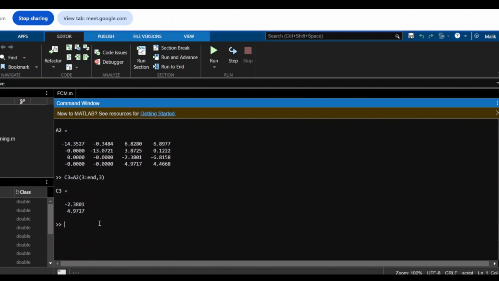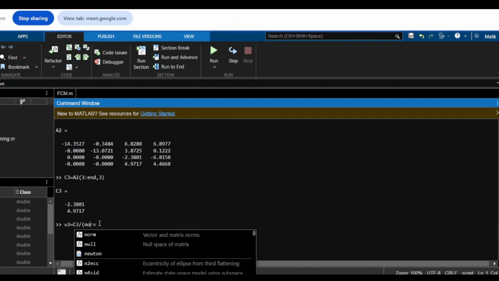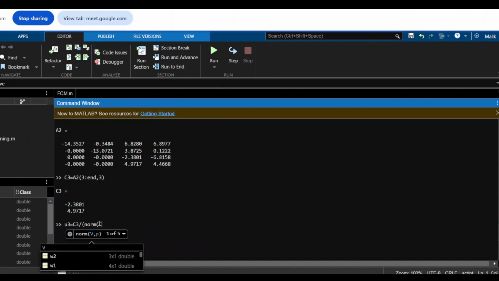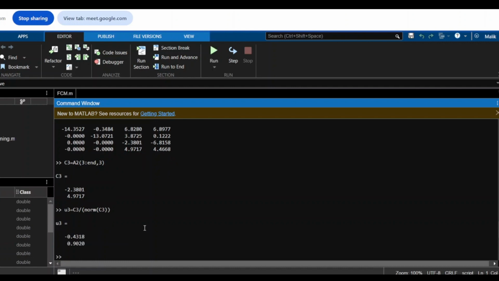Now from my C3, what will my U3 be equal to? C3 by norm of C3. Okay, so U3 again I got.